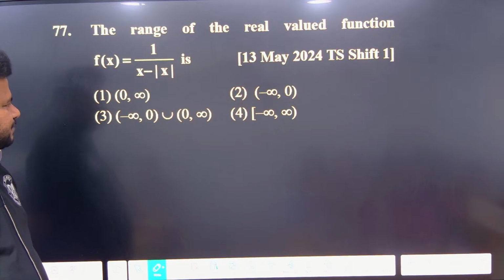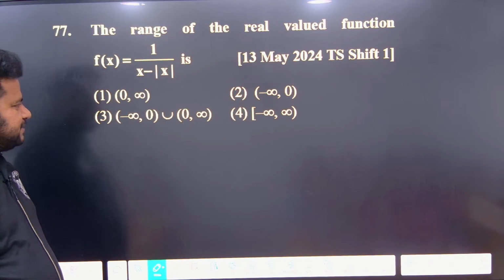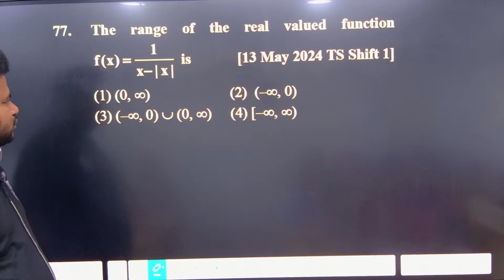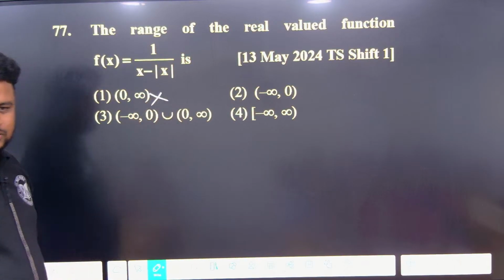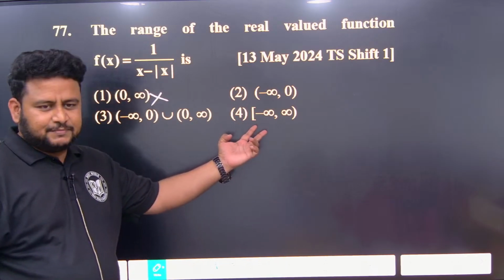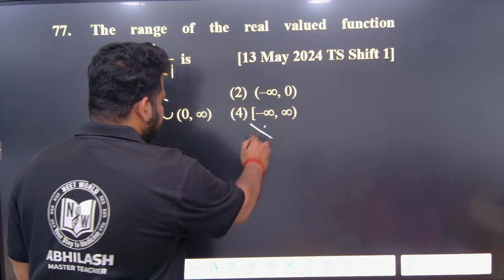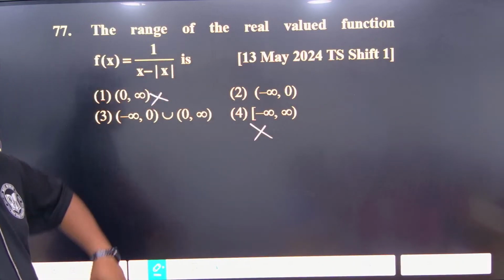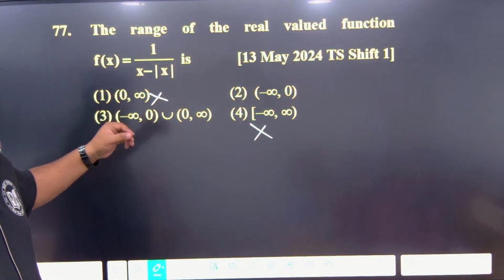First option we can remove because there is minus infinity everywhere. Next, which option can we remove? Fourth option, because here 2 times infinity is coming. So we will remove this also. But once you remove, it doesn't mean that it is discarded. We have to make use of the options you removed also.